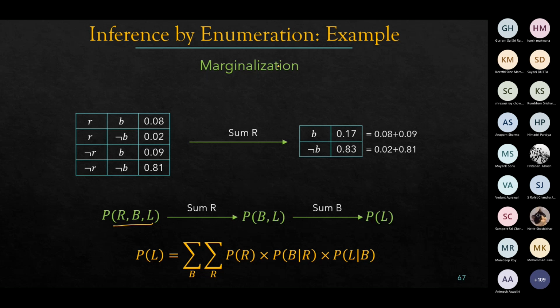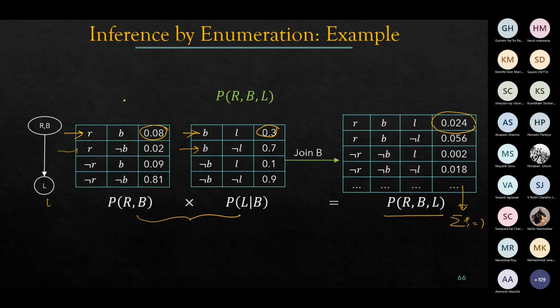The next task we'll be doing is the summing out operation or the marginalization operation, right? So this is an example of performing, say, sum out operation on R on this particular table. So I think we have derived this table earlier.